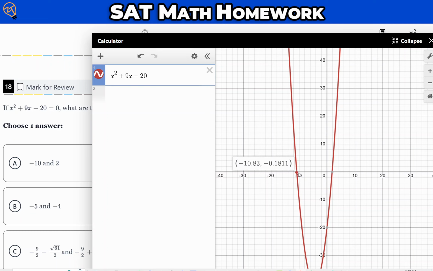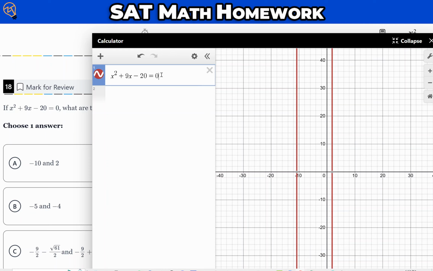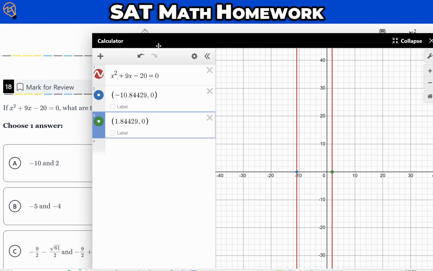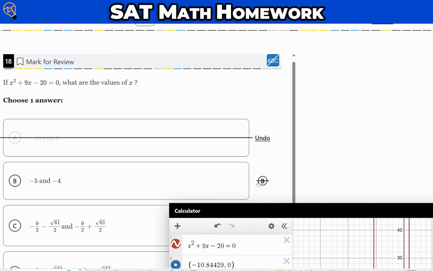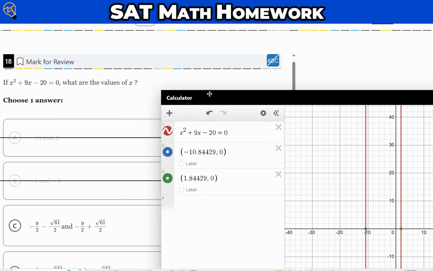It can be a little bit tricky, which is why it's nicer to just put equals 0, and then it comes up with the answers as vertical lines. So you have x equals this value, negative 10 point whatever, and then x equals this value. So process of elimination will let us know that we can go ahead and eliminate A and B, since we're not going to get integer answers here.